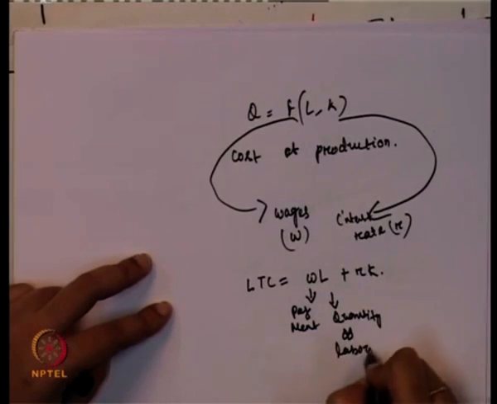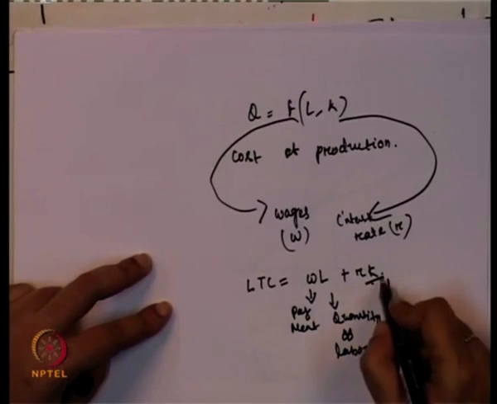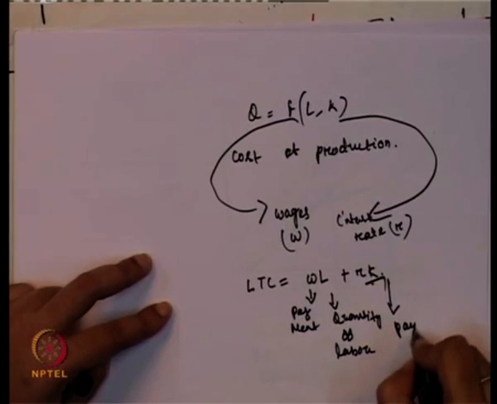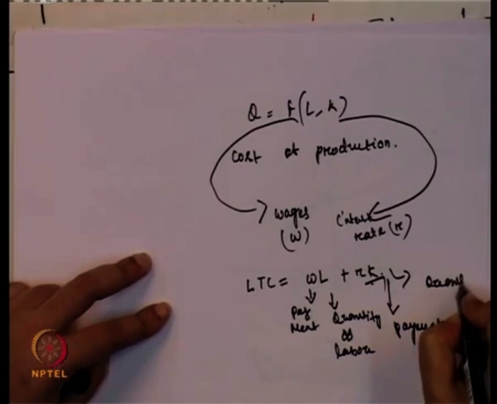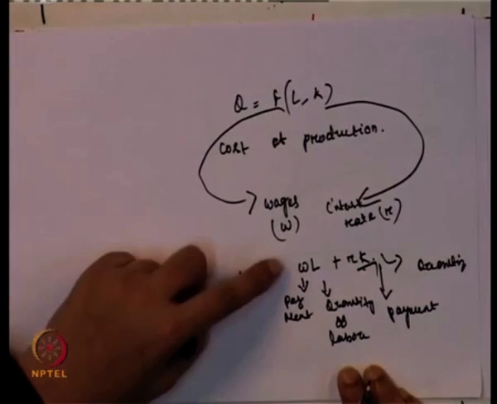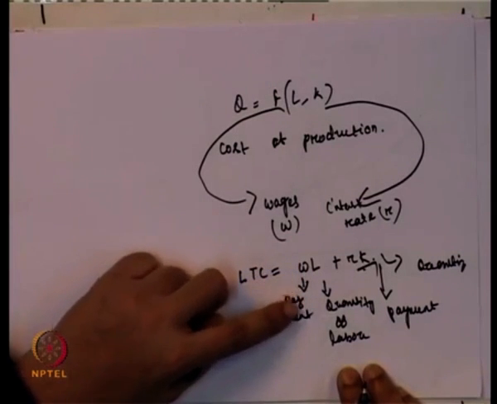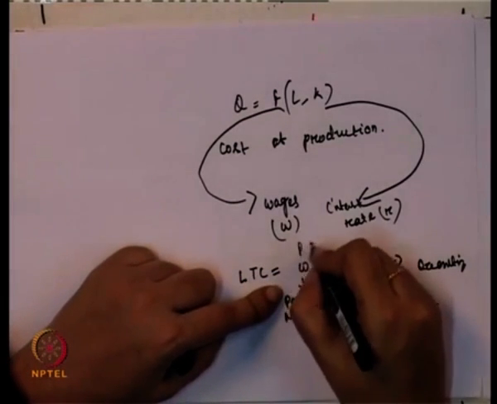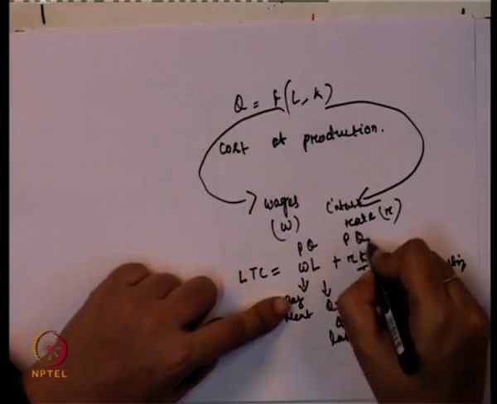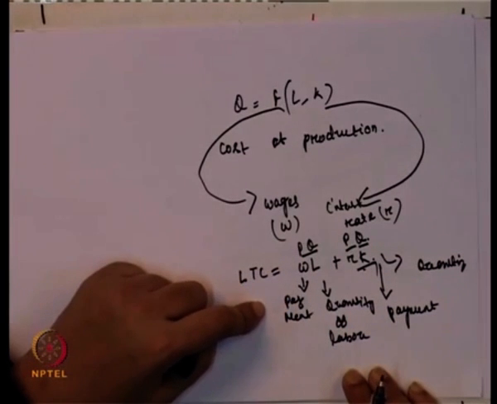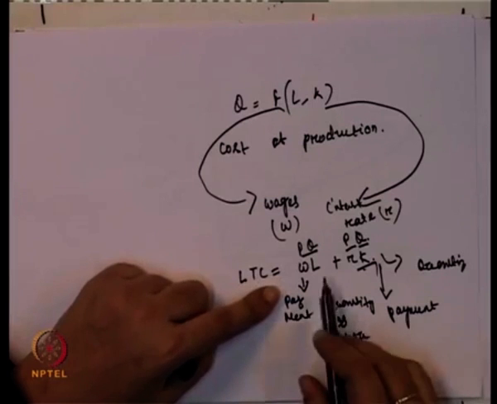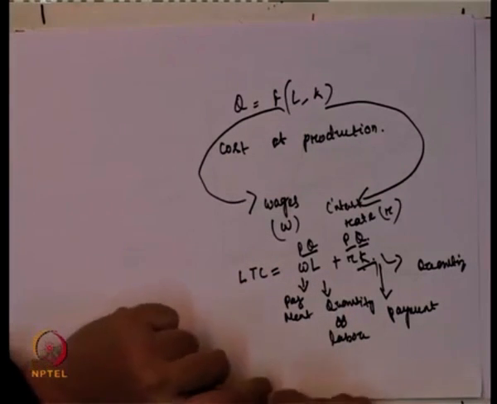W is the payment for using labor, L is the quantity of labor input, R is the payment for using capital, K is the quantity of capital input. So, this is price, this is quantity, again this is price, this is quantity. So, this is the quantity of labor input, this is the price of labor input, and long run total cost is equal to whatever payment or whatever cost of expenses the firm is incurring on the two different inputs.